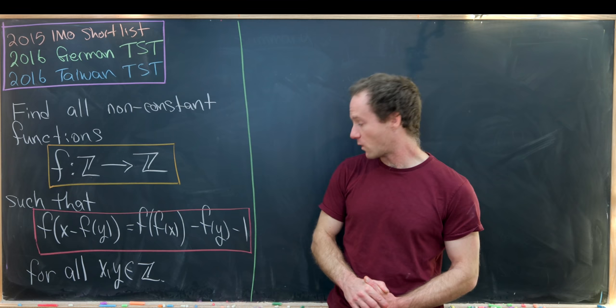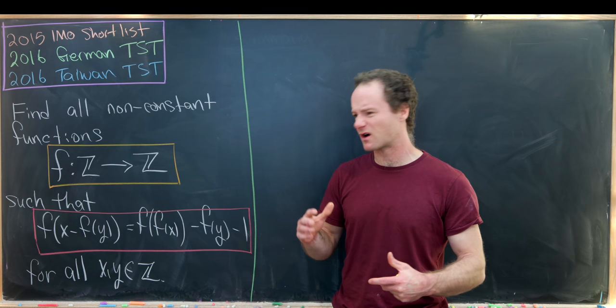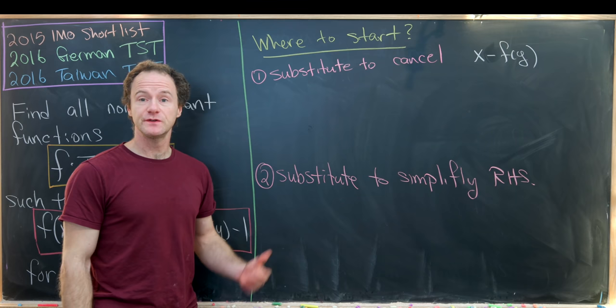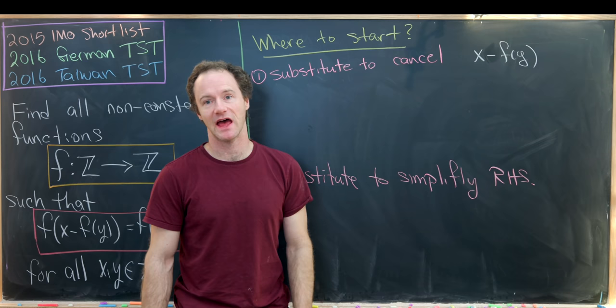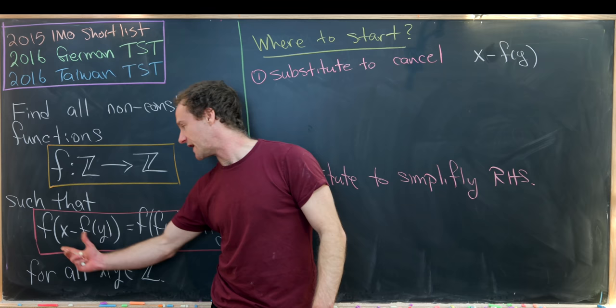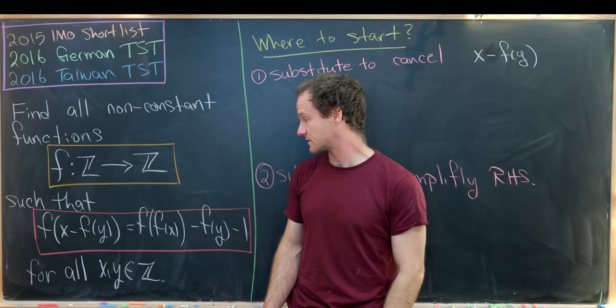Okay, so looking at this functional equation, I think there are two main hints of how to start. Let's get those on the board. The first thing that jumps out is that we could start with a substitution that would cancel this x minus f of y. Notice we've got x minus f of y inside our function f. Maybe if we cancel that down to the number 0, we would have some nice simplification. So let's see how we could do that.